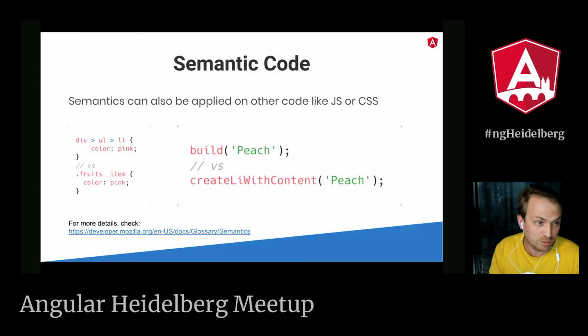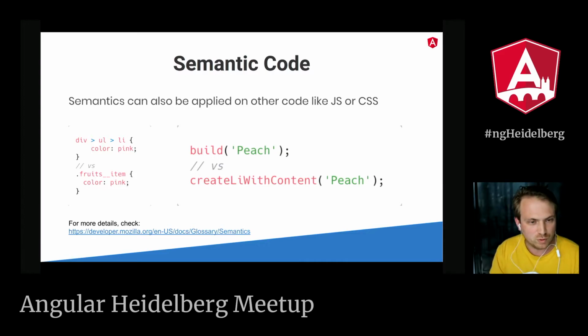For me, it would be much easier to use the BAM approach with fruits item. Next to that, in JavaScript, consider a function that takes a string parameter and returns a list item element with that string as its text content. Would you need to look at the code to understand what the function did if it was called build with peach or create list item with content? Think about it. It's all about being descriptive and giving meaning to your code.